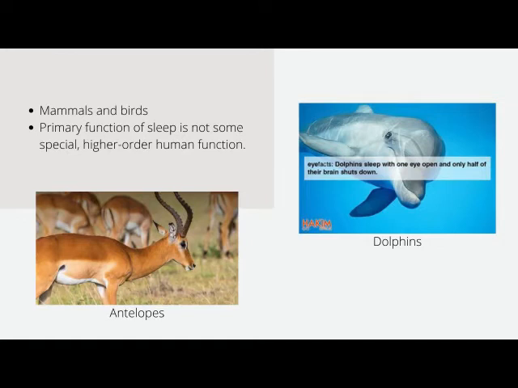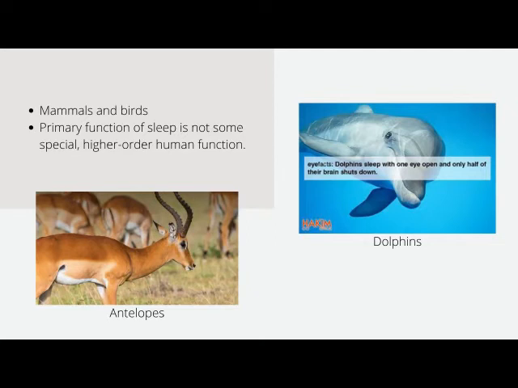Comparative analysis of sleep. All mammals and birds sleep in a fashion similar to humans. Fish, reptiles, amphibians, and insects also go through periods of inactivity similar to sleep. The comparative investigation of sleep has led to several important conclusions. Let's consider four of these.